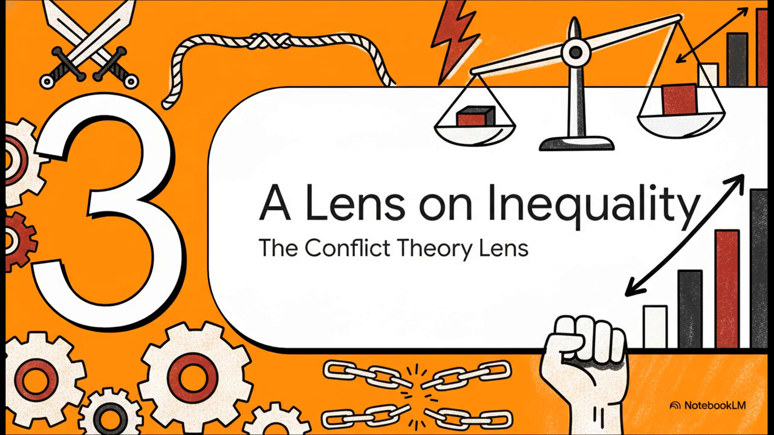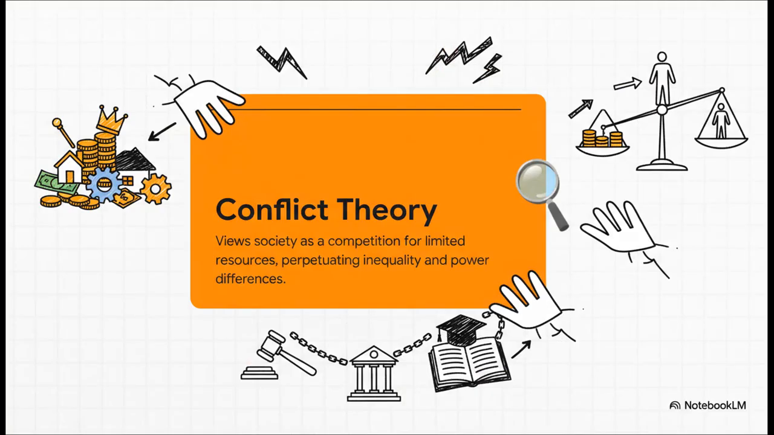All right, let's swap out that lens. If functionalism is all about harmony, our next perspective, conflict theory, is all about the exact opposite: competition, power, and inequality. From this point of view, society isn't some cooperative body. Nope, it's an arena. It's a place where different groups are in a constant tug of war over limited resources. We're talking money, housing, jobs, you name it.